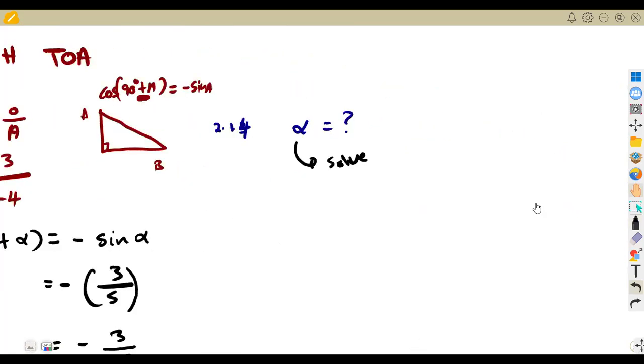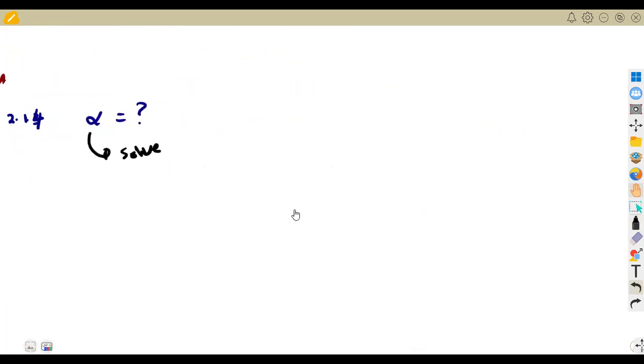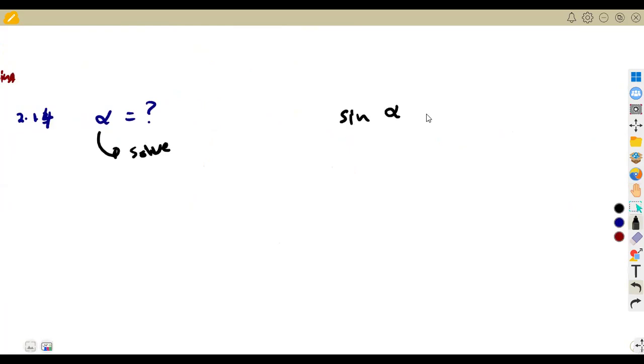Sine of alpha is what? The sine of alpha is 3 over 5, opposite over hypotenuse. So you're saying the sine of alpha from our diagram gives us 3 over 5, opposite over hypotenuse. So in order for you to have the angle, what you're going to calculate first is the reference angle. So how do we calculate our reference angle? We can even write this as the reference angle like this.